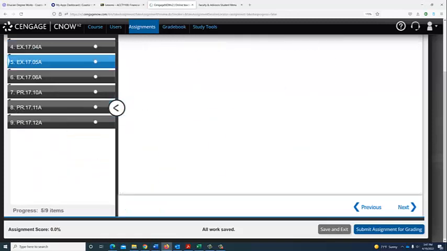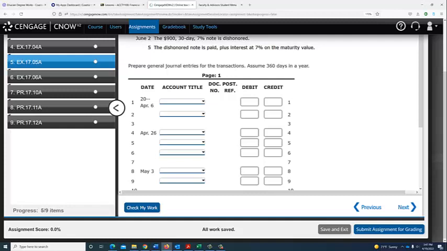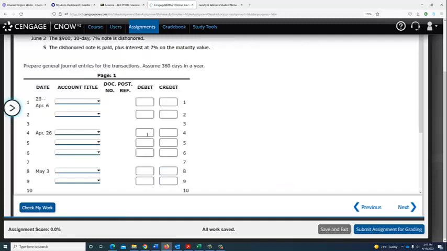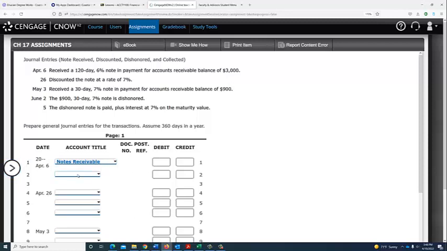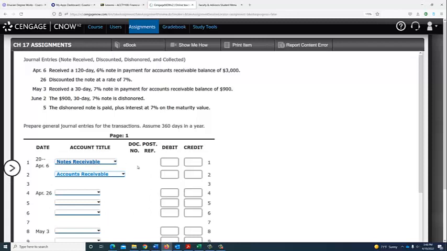Okay, next we will do number 5. In number 5, we are going to be dealing with discounted and dishonored notes. On April 6th, we received a 120-day 6% note in payment for an accounts receivable balance. Okay, so here's one of those cases where we've received a notes receivable to pay off an accounts receivable. So the notes receivable goes on and the accounts receivable is removed with a credit.